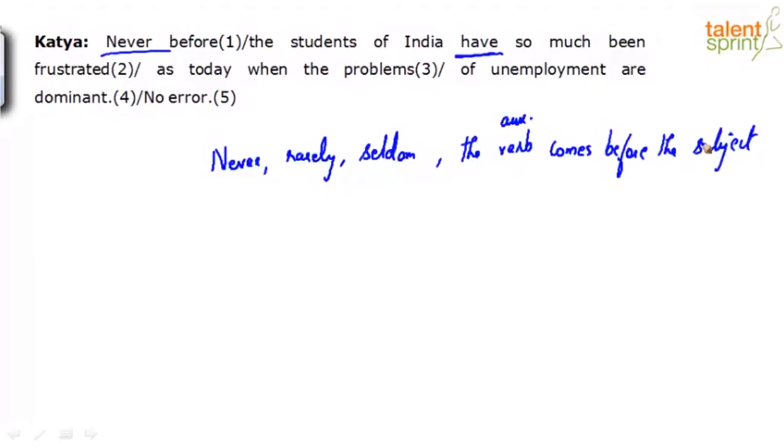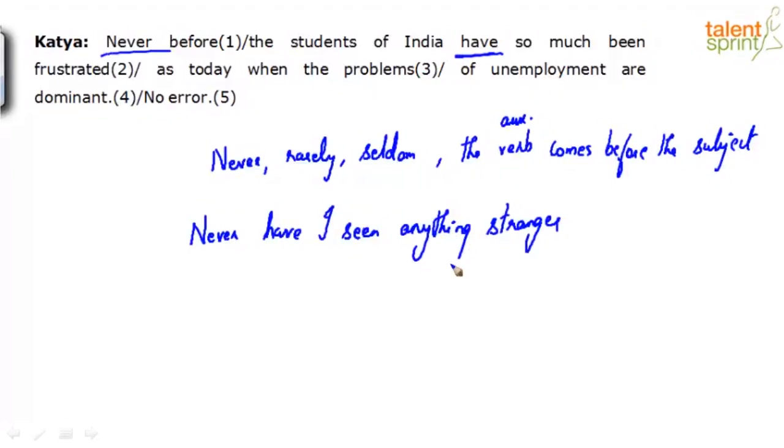Now having looked at this rule, can you quickly rearrange the words for me? Let me give you an example sentence. If I say, never have I seen anything stranger, right? So what is happening? I have seen is the proper construction. I have seen something strange, right? But never have I seen anything stranger. When the sentence begins with never, what am I doing? I'm shifting this word order, right? It's not I have seen. Never have I seen. So this auxiliary verb goes before the subject.